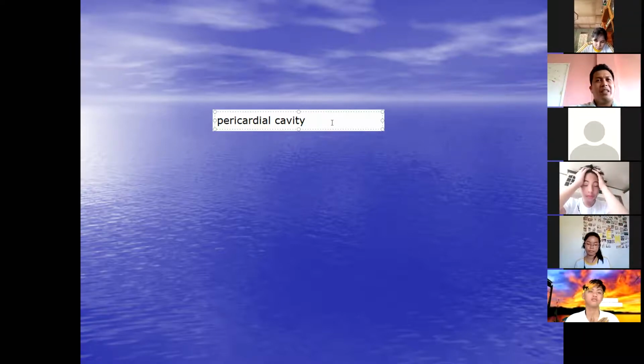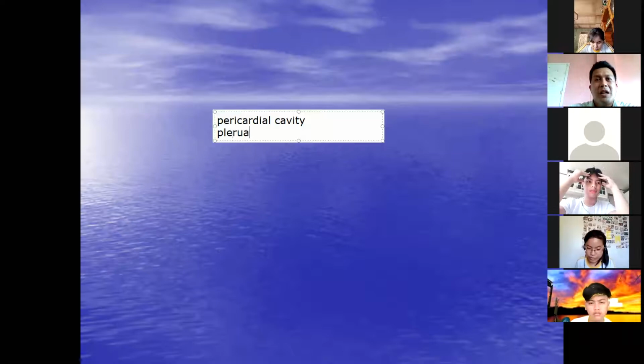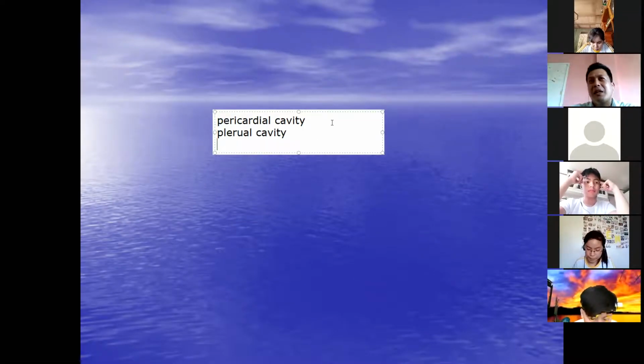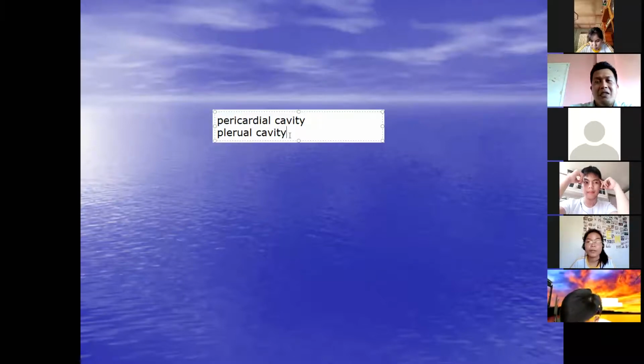If the pericardial cavity is where the heart is located, the lungs are protected by the so-called pleural cavity. This is the cavity that protects our lungs. From the rib cage comes the pleural cavity. This cavity allows the lungs to expand and relax. It is not directly in contact with the rib cage.